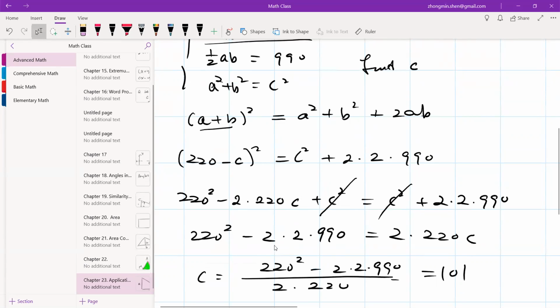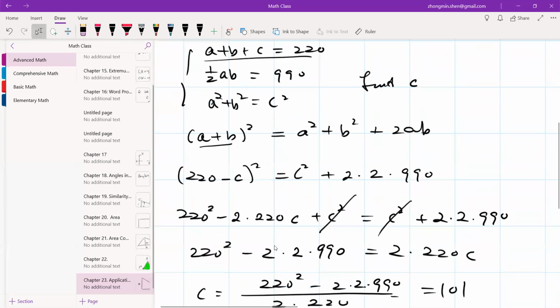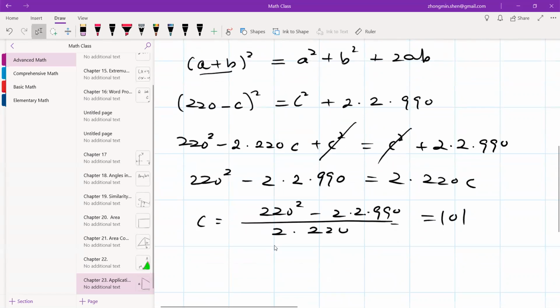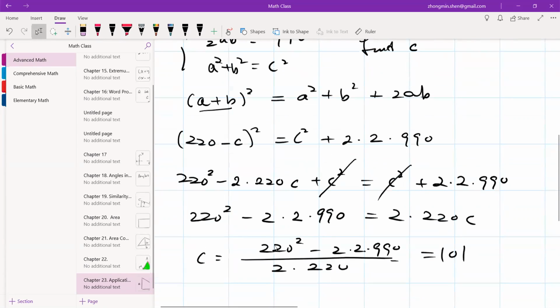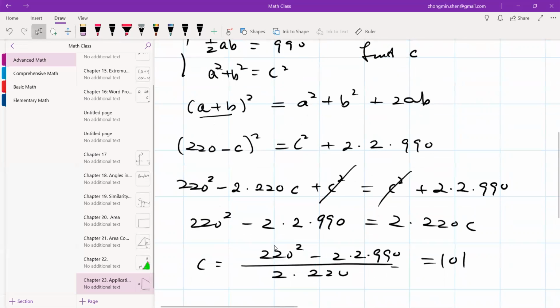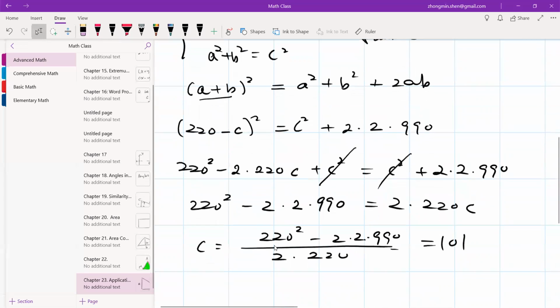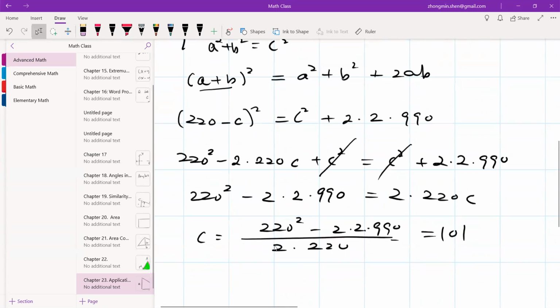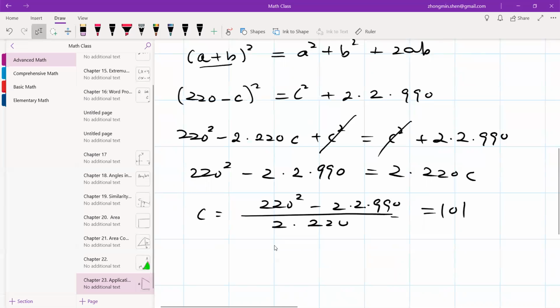And yes, you should be able to find A and B. Maybe they're not integers, I don't know, but we just need to find the third side. So this is actually an algebraic problem. We converted the geometry problem to an algebraic problem. Most of the problems in geometry that we study in the United States, we are not going to prove that two angles are equal, blah, blah, blah.